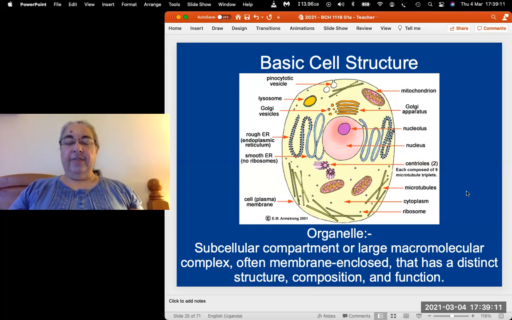Okay, so that's just a definition of what I mean by organelle. A subcellular compartment or large macromolecular complex, often membrane enclosed, but has a distinct structure, composition, and function.